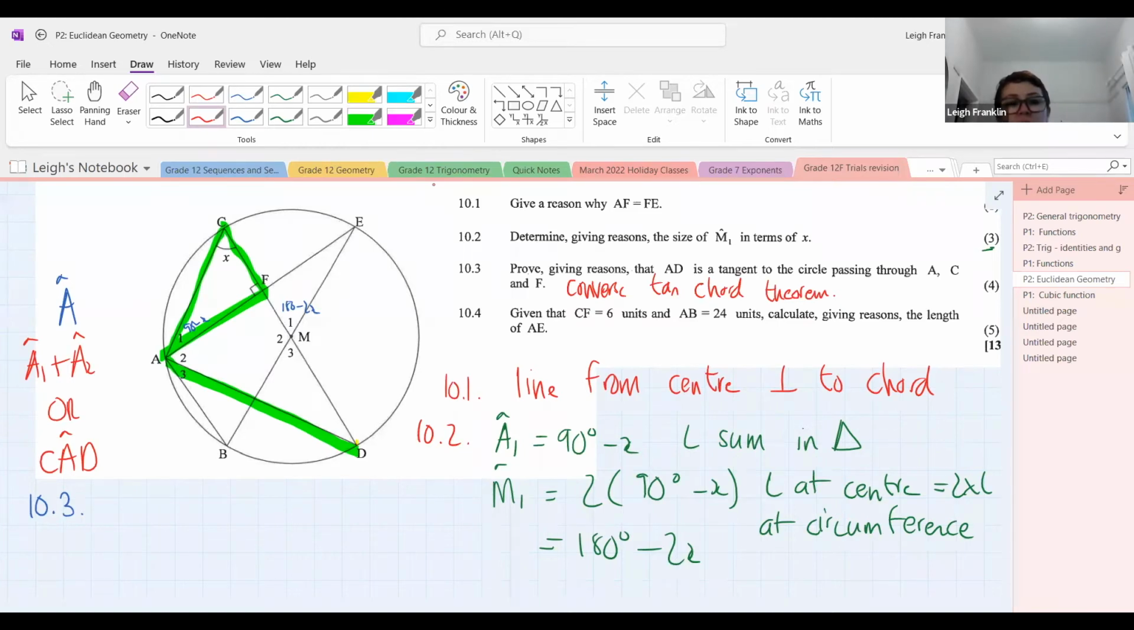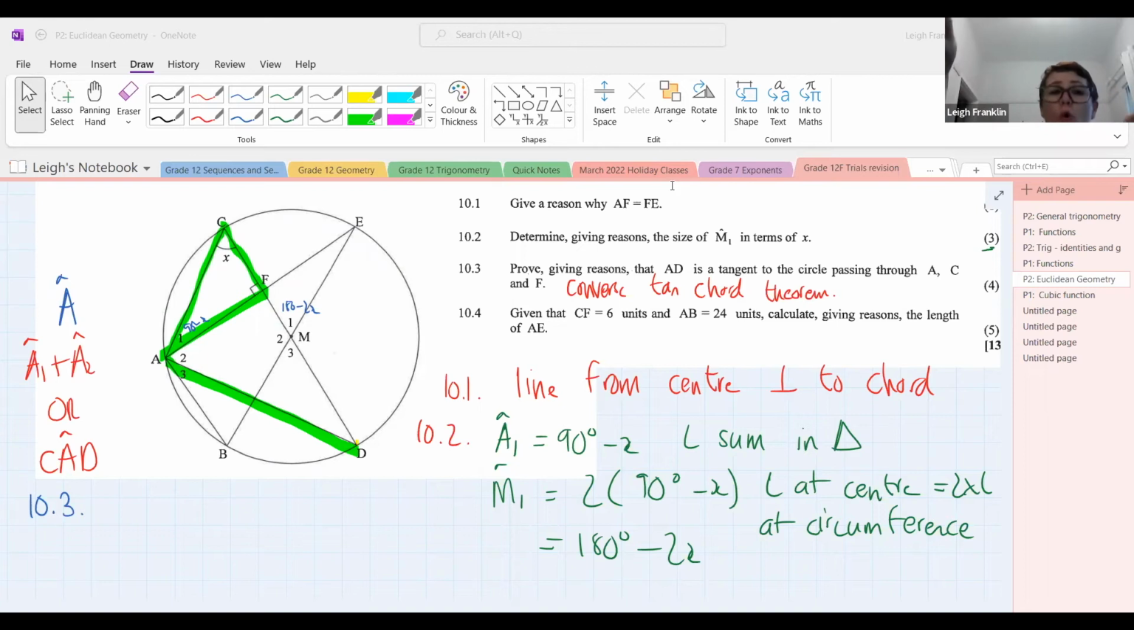Does anybody know which two angles we are talking about? Which two angles do we need to prove are equal in order to prove it? C and A2? Makosandile, that's very good. Matome, A2 and C, very nice. Oh, I'm super, super impressed. That's really, really good. Well done, good spot. Because remember, AD is going to be the tangent.